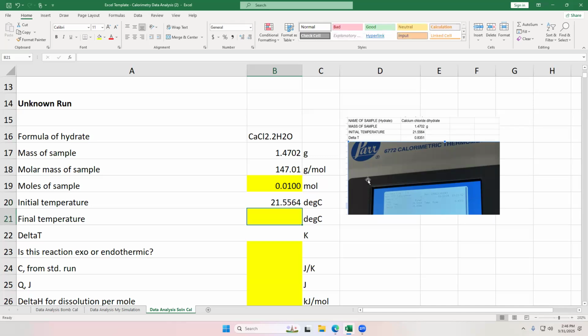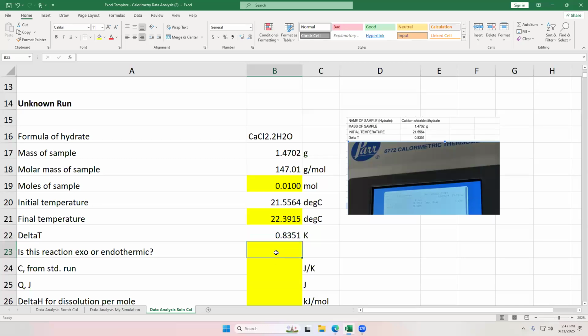What's our final temperature? It's not given by this calorimeter because it gave you delta T. So let's put our delta T here, which is 0.8351. So how do I calculate final temperature? Add delta T to the initial. Does it matter that the delta T is in Kelvin? No, because when you subtract temperatures in Celsius, you get the same answer as in Kelvin because your 273 will cancel out.